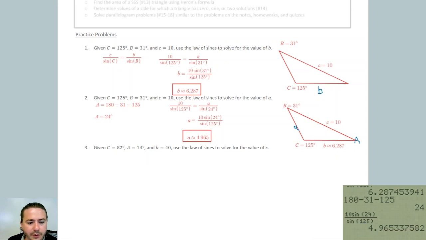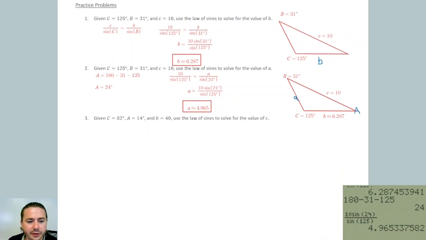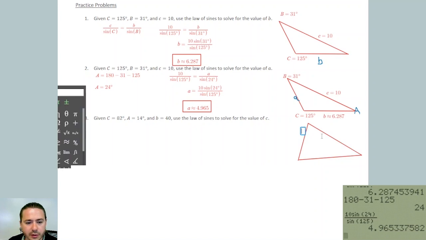So for number 3, we're given two angles and another side. We're going to have to use law of sines, but notice that we don't have a pair here, which is not necessarily a problem, because we can subtract the two angles we know from 180. So let's see, call this angle A. Well, 14 degrees, looks like the small one's over here, so I'll just put A over here. It doesn't really matter where these go.